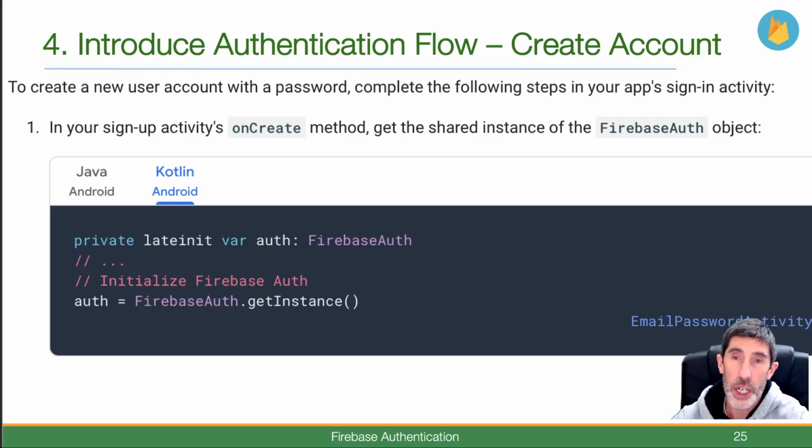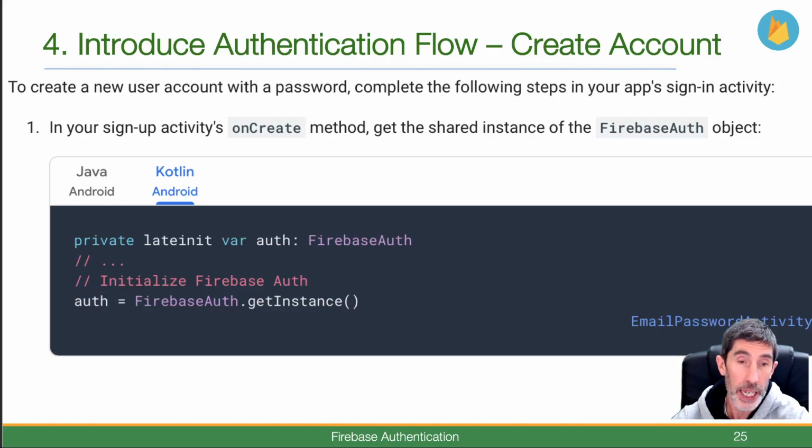First of all, in your sign-up activity's onCreate method, we will add a new login activity, and inside that onCreate, we will see something like this. Inside that onCreate, you get the shared instance of the Firebase Auth object. Now, when we added Firebase to our project, we got these dependencies, which means we have access to the library, and it's imported automatically, so we can use these as is. Okay, so we initialize our Firebase Auth. There we're going to use this authentication object throughout the project.